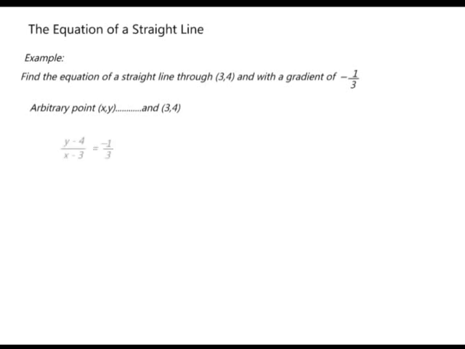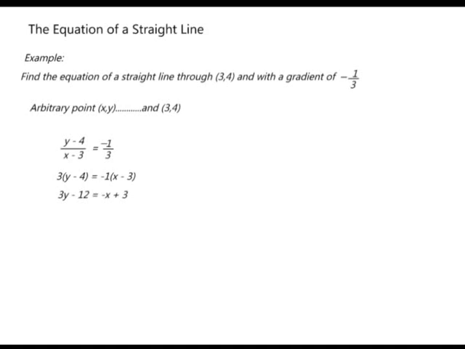And then y minus 4 over x minus 3 we equate to the gradient minus 1 over 3. Notice that you can put the negative sign anywhere, either on the numerator or the denominator. It will not make any difference. So in our case, we put it on the numerator. Cross multiplication, 3 times y minus 4 is equal to minus 1 times x minus 3.